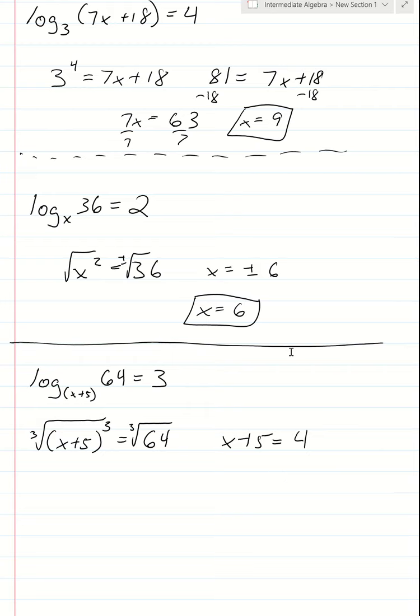And so now, what we need to do to solve for x, let's minus 5 from both sides. That would give us the solution that x equals a negative 1. And that would be the solution to that particular equation.